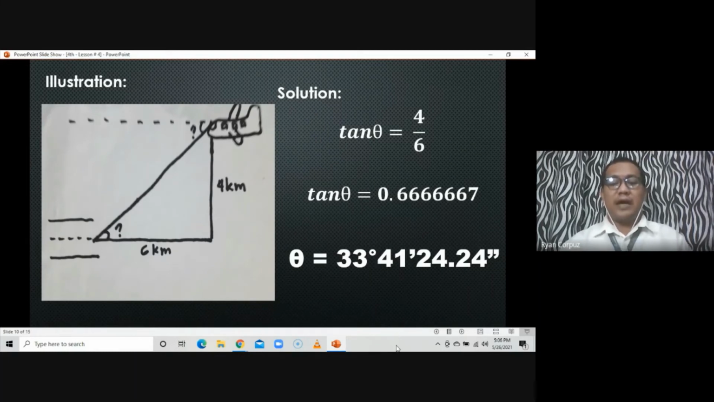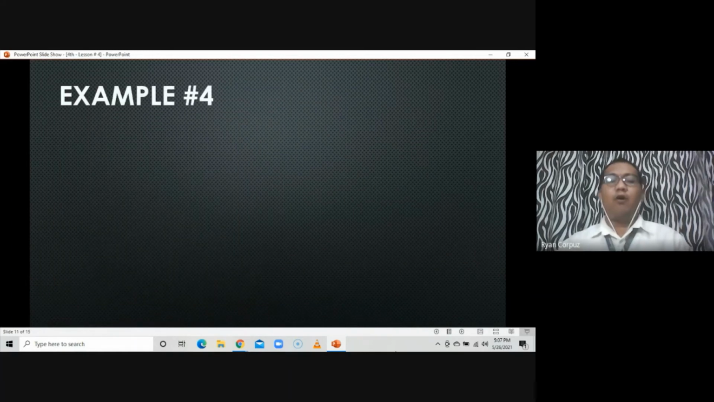So, just press that, then ganito yung lalabas dapat na sagot natin. It should be 33 degrees, 41 minutes, and 24.24 seconds. So, that is the angle of depression that we are pertaining to in problem number 3. Any question? So, if not, let's proceed to another problem. Let's have problem number 4.